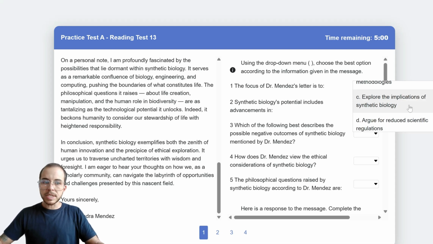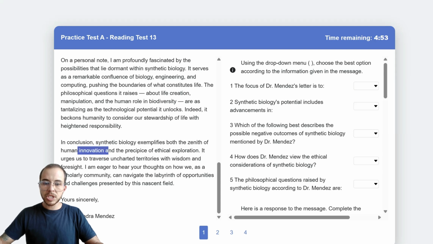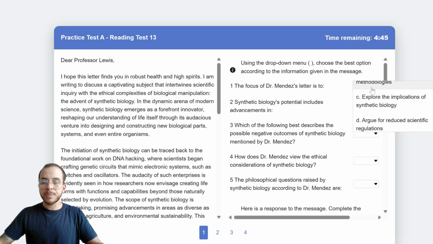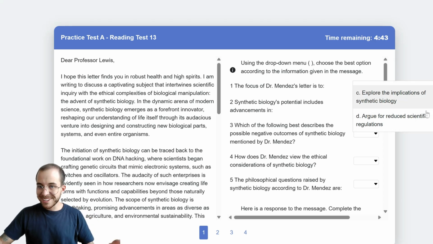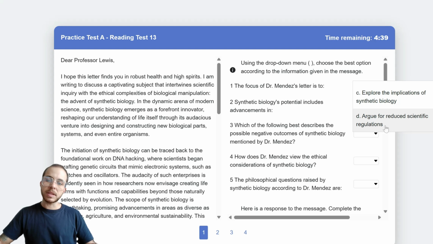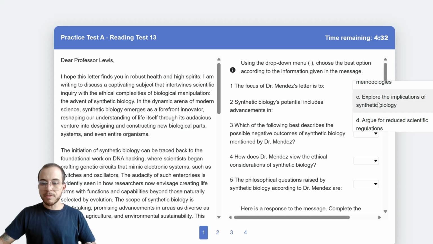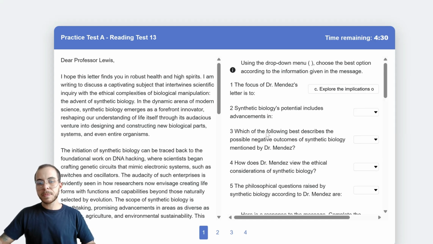Explore the implications. Yes, because she did talk a lot about how we want to see how this invention in uncharted territories and what the foresight is. So all of that was asking about the implications. Argue for reduced scientific regulations. Definitely not D, definitely not B, and not really A. So I am very confident on C.